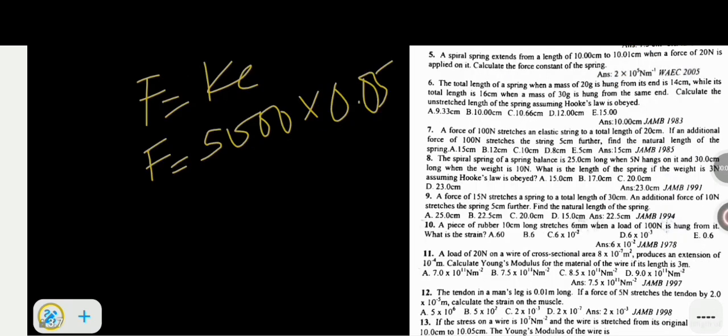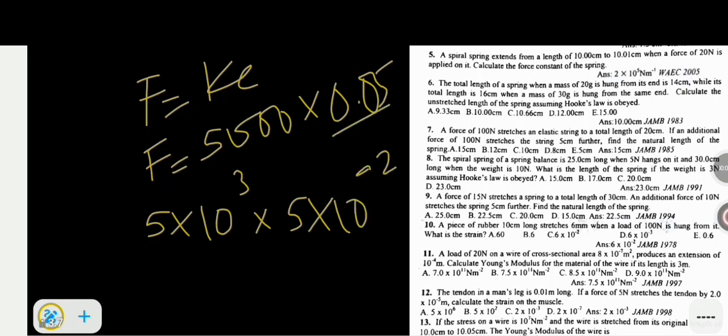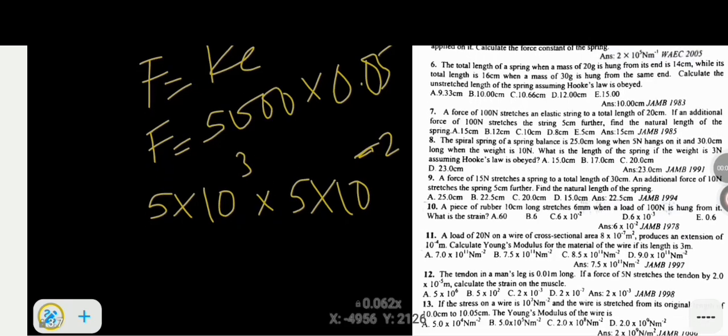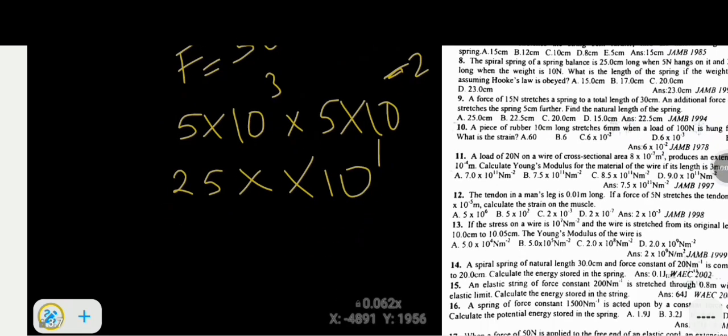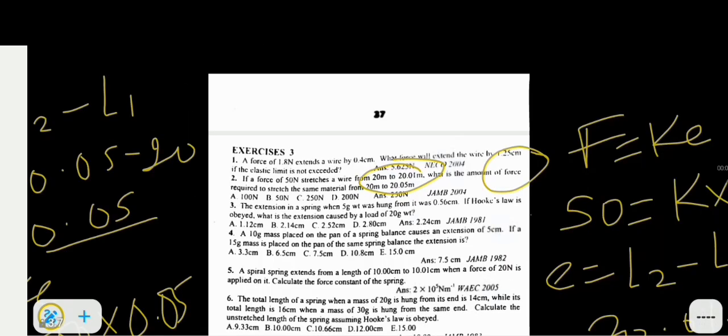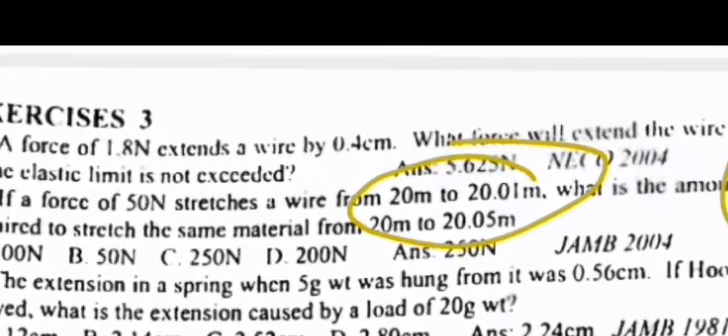This is the same thing as writing 5 times 10 to the power 3 times 5 times 10 to the power minus 2. When you express 0.05 in standard form, it will give you 5 times 10 to the power minus 2. Then from here, you multiply these two together, that will give you 25. So you have 25 times, then 3 minus 2, that will give you 1 times 10 to the power 1. This is the same thing as writing 25 times 10. So the answer will be 250 newtons. The answer is 250 newtons. You can see that's option C. So let's take the next question.